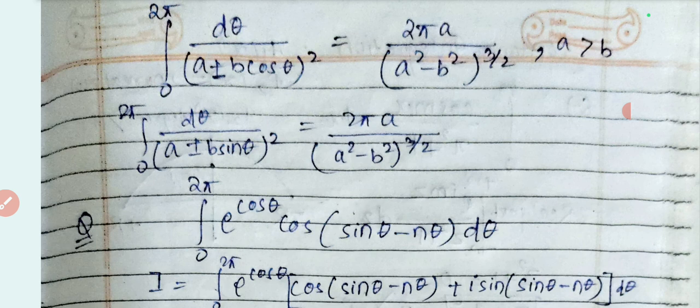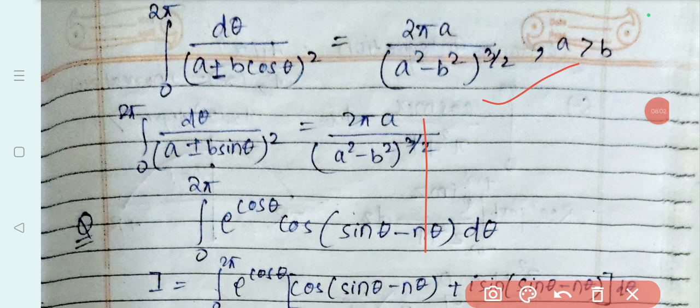The answer will be 2 pi a over (a square minus b square) to the power 3 by 2. Important formula. And for sin theta, (a plus minus b sin theta) whole square, the same formula. Remember this.